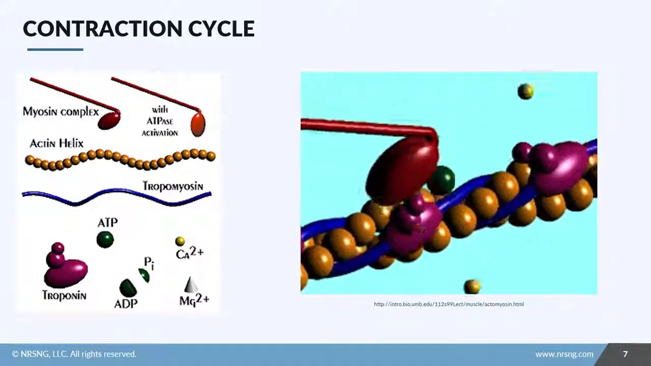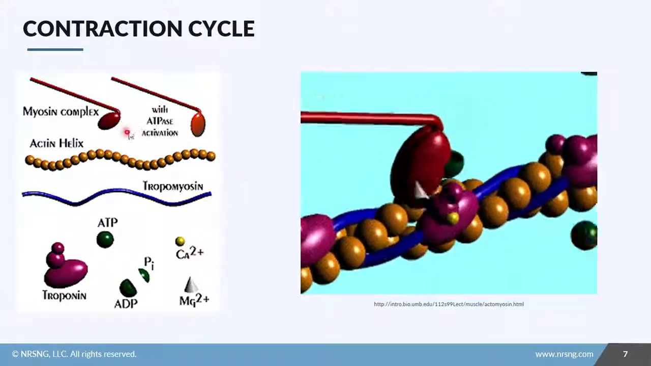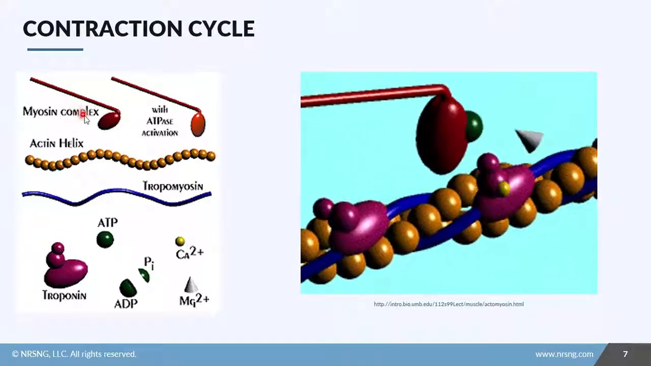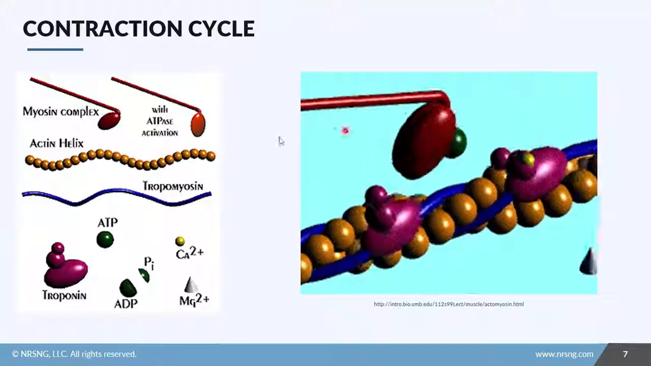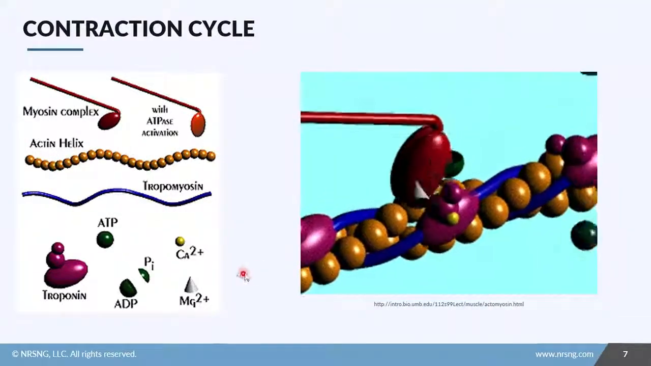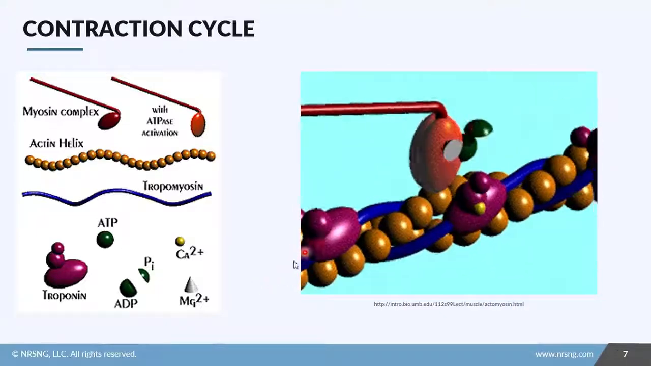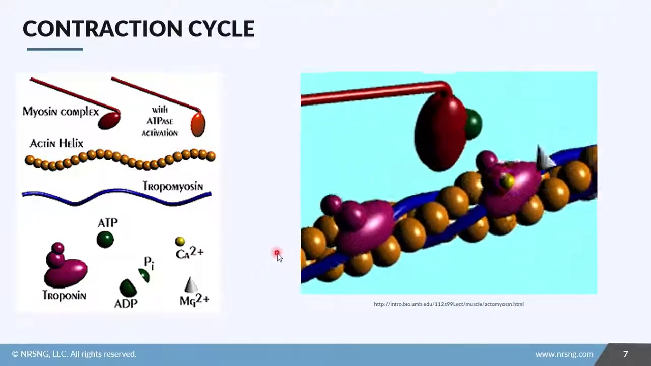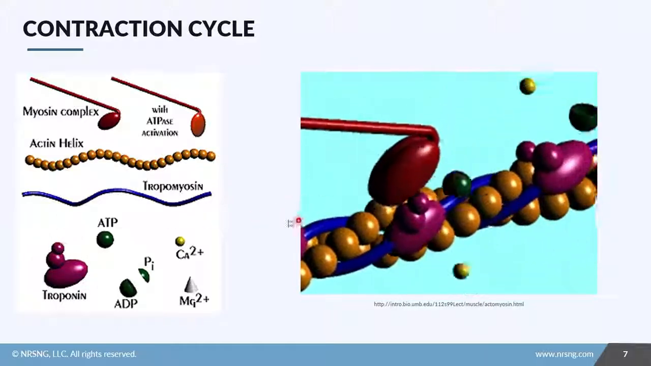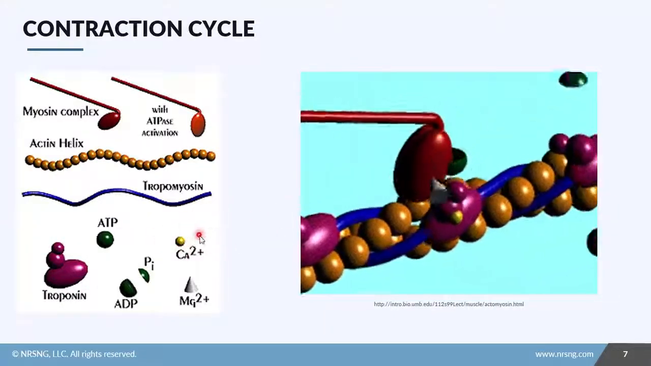So I know you're looking at this and going, oh, what is going on? All right, so let's start from the beginning and look at what we have. You've got the myosin complex here, which is what we're looking at, which is this guy. Then you've got your actin helix and your tropomyosin. So this is your actin right down here. And then the blue that we're looking at is the tropomyosin. The troponin, which is important here, is the purple. And then you've got your calcium.